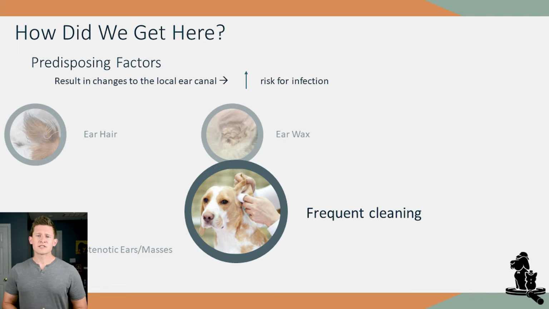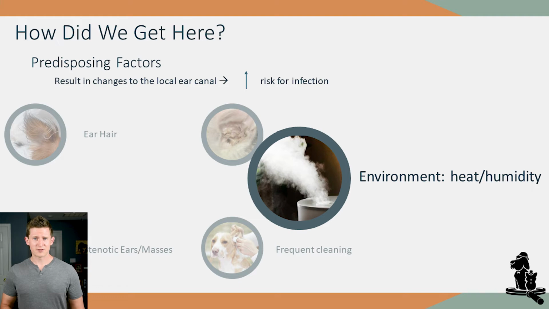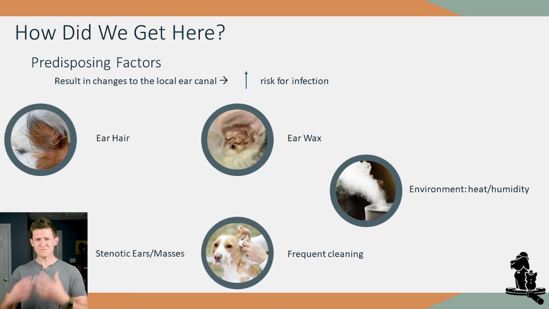And then lastly, for a predisposing factor, we have the environment. Depending on where you live, if you're like me and you live in the southeast, it can get really hot and humid in the warmer months. And bacteria and yeast love that environment, and so we see a lot of ear infections during that time of year. So those are our predisposing factors. Again, factors that increase the risk for an infection, not directly cause an infection.